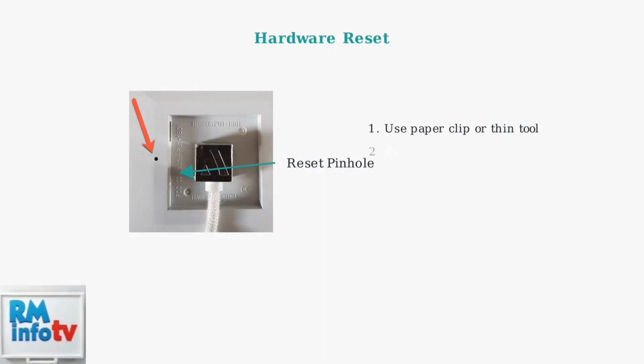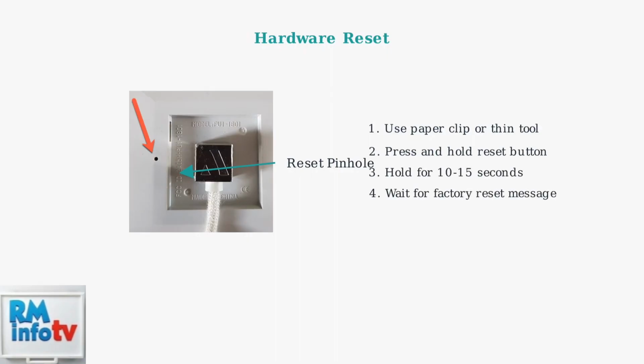Use a paper clip or similar thin tool to press and hold the reset button inside the hole for 10 to 15 seconds until the screen goes dark and shows a factory reset message.